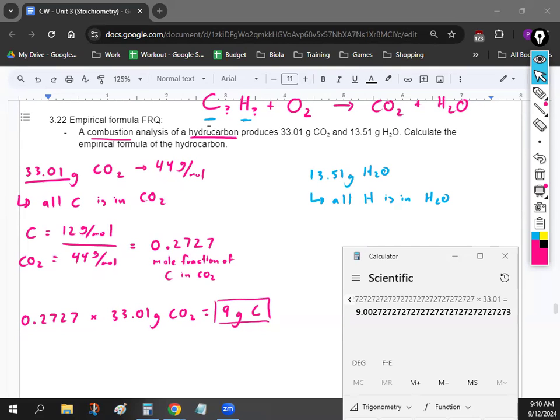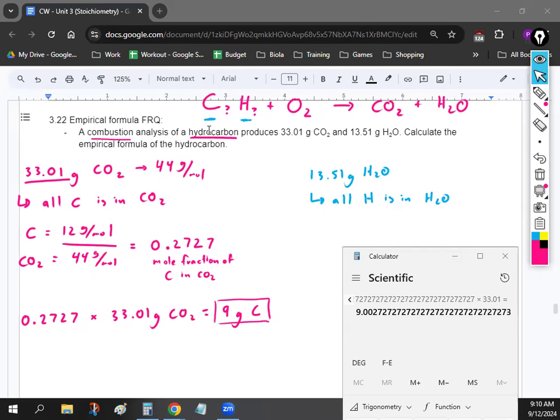Yes. That's close enough. Yeah, I rounded it. I got 9.002, but yeah, I just rounded to 9. It's just a nice clean number. Exactly. Yeah, percent comp is another way to look at this.